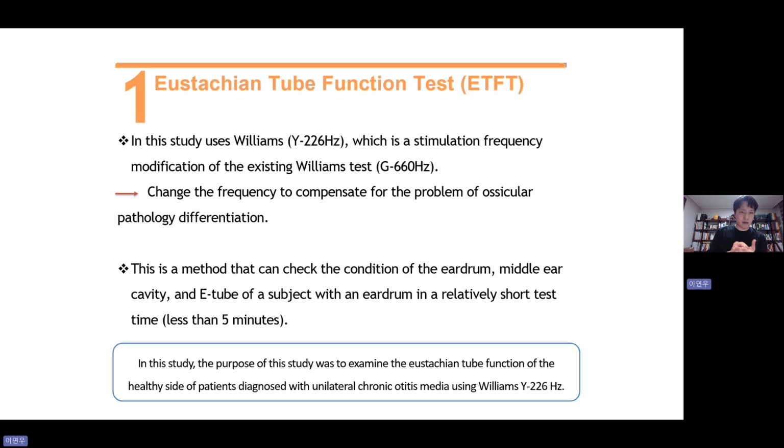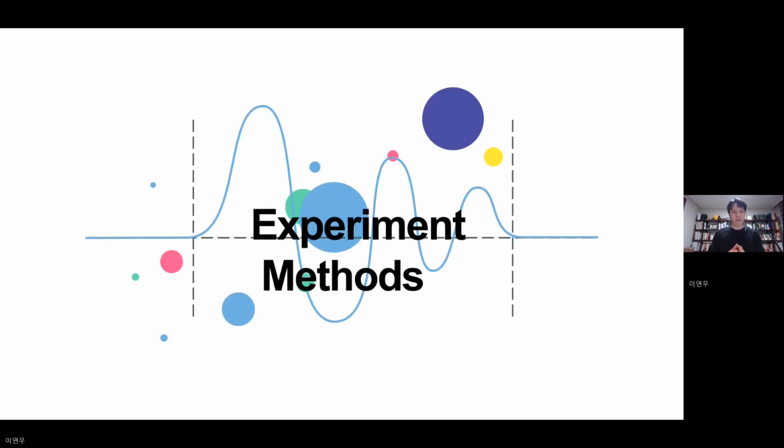The purpose of this study was to examine the Eustachian function of the healthy side of patients diagnosed with unilateral chronic otitis media using the Williams test. Next, experiment methods.